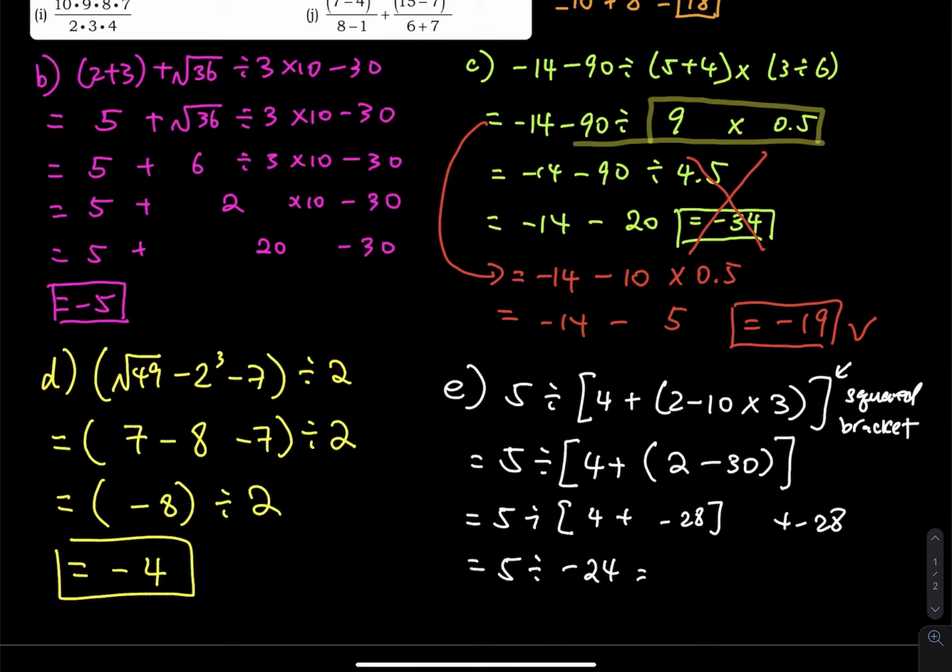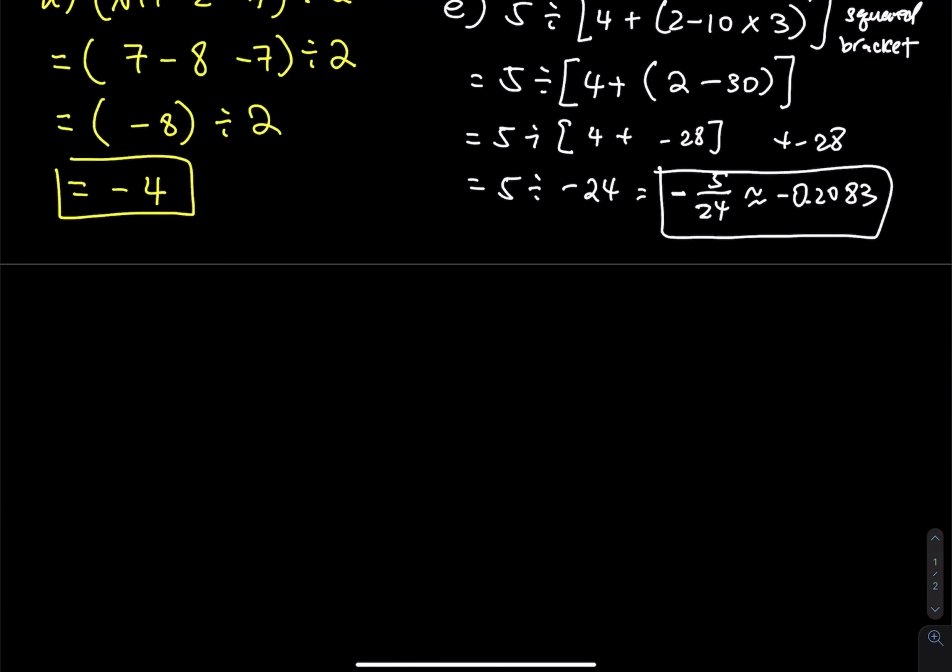One of the ways to write this is you write a negative right here and then 5 divided by 24. So that is one of the ways to write that, and then you take 5 divided by 24. And then I ask you to round this to 4 decimal places, right? So that is approximately equals to negative 0.2083. And I will box both as my final answer. All right. So that is part E, and then we have part F.